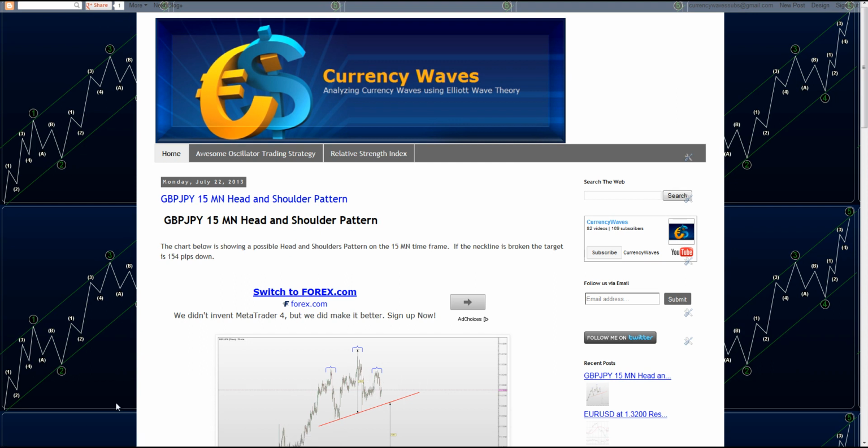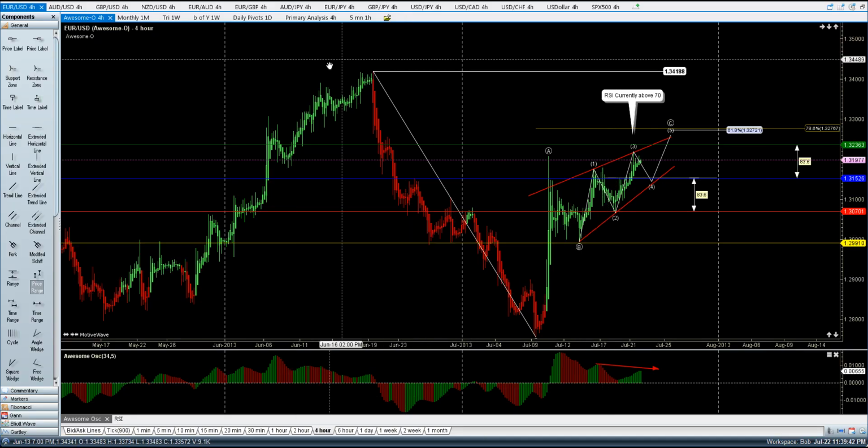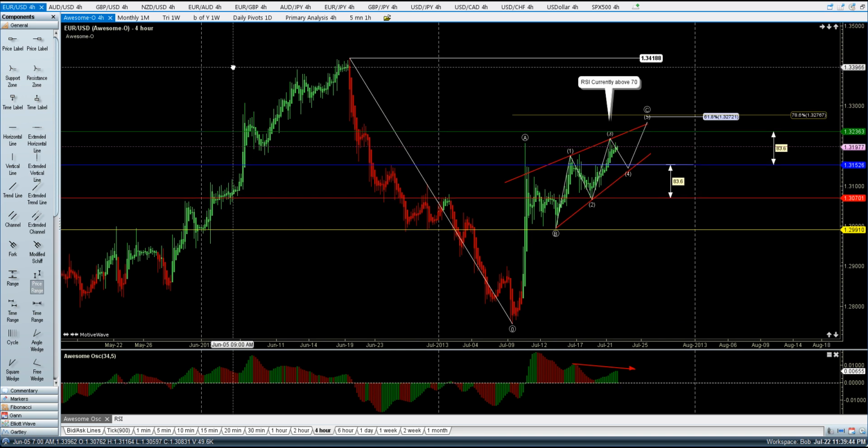Gonna buzz through the charts here quick. You'll notice a considerable difference in my charts. I am using Motive Wave instead of MT4.